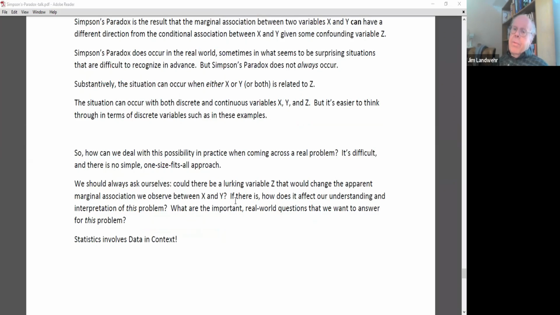How do we deal with this in practice for real problems? Well, my view is it is difficult. There's no simple one size fits all. We always have to ask ourselves, could there be a lurking variable, the Z, that would change the apparent initial association between the X and Y? And if we do find one, is it relevant for our understanding and interpretation of the problem, or maybe we want to look at things marginally? Sometimes we want to do one, sometimes the other. And a little phrase I like: statistics is data in context.